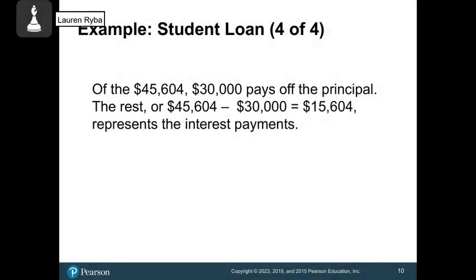In total, we paid $45,604, and the initial loan was $30,000. So if I subtract those two values, the total I paid minus my loan amount, this gives me my interest. I paid $15,000, or $15,604 to be exact, in interest.